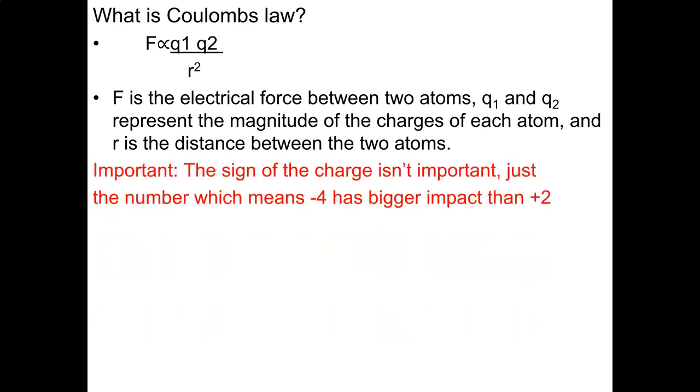You don't really have to compute it. You just have to figure out that, oh, this is a bigger charge, so it's going to have greater force of attraction. That's what this is pointing out: the sign of the charge isn't important, just the number, which means -4 is bigger than +2. It's going to have a bigger impact. So don't think in terms of a number line. That's going to confuse you in the concept.